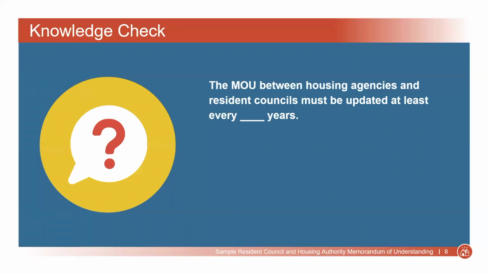Let's now do a quick knowledge check. The MOU between housing agencies and resident councils must be updated at least every how many years? A, 1, B, 2, C, 3, or D, 4. We'll pause for you to consider your answer. If you would like to consult the slides or the guide, you can pause the webinar.